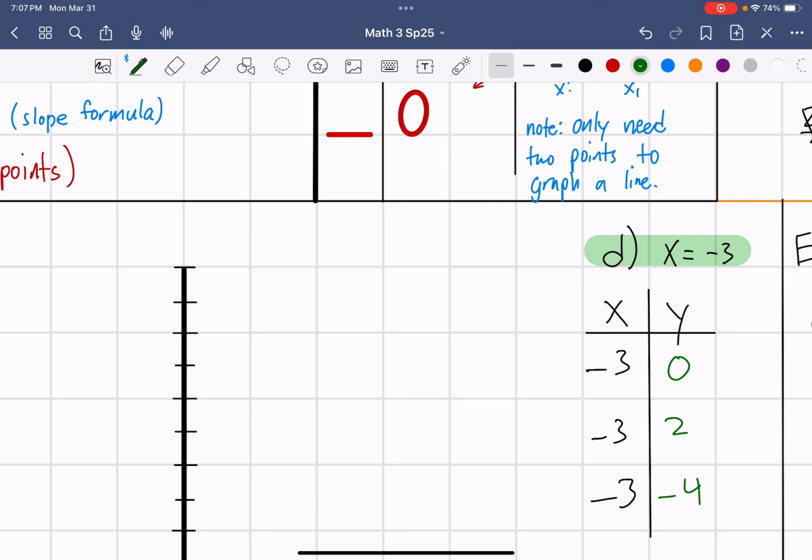Where did I get 0 to -4? Again, y can be anything. There is no y here. We're just restricted by our x. There's no restriction on what y can be.